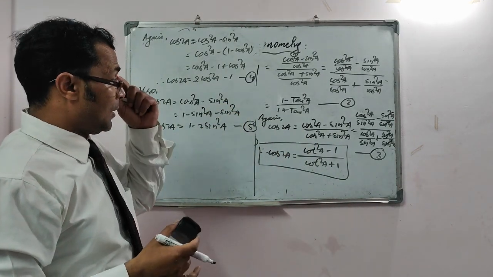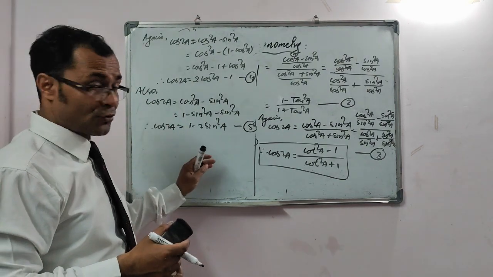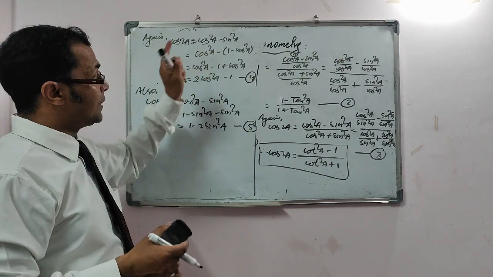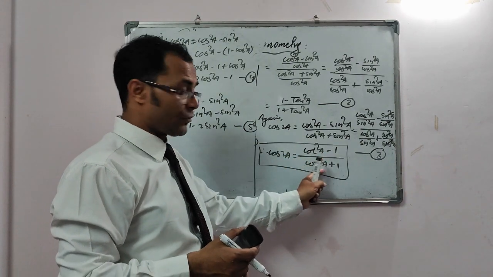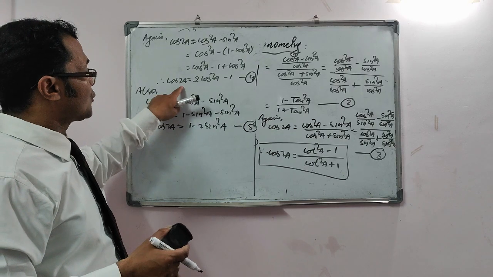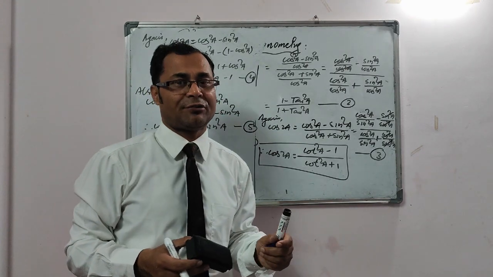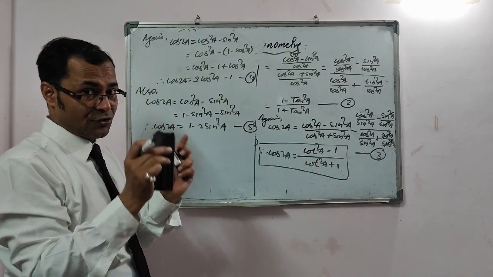So all you need to understand is there are 5 different formulas basically for cos 2A. The major one was cos square A minus sin square A, as I told you earlier. The second one, 1 minus tan square A upon 1 plus tan square A. Third one, cot square A minus 1 by cot square A plus 1. Fourth one, cos 2A equals 2 cos square A minus 1. And fifth one is 1 minus 2 sin square A. So these all are the formulas for cos 2A.